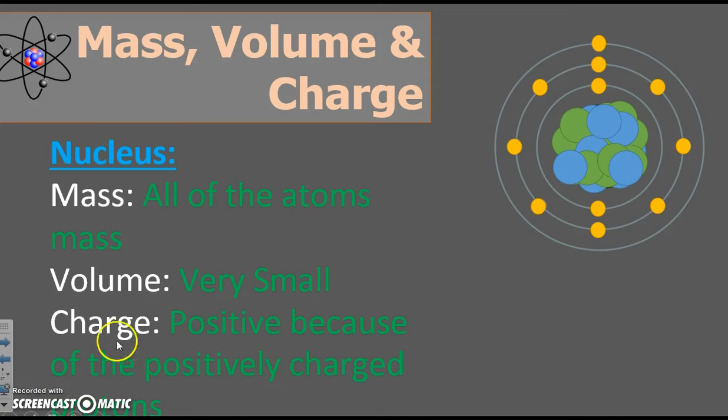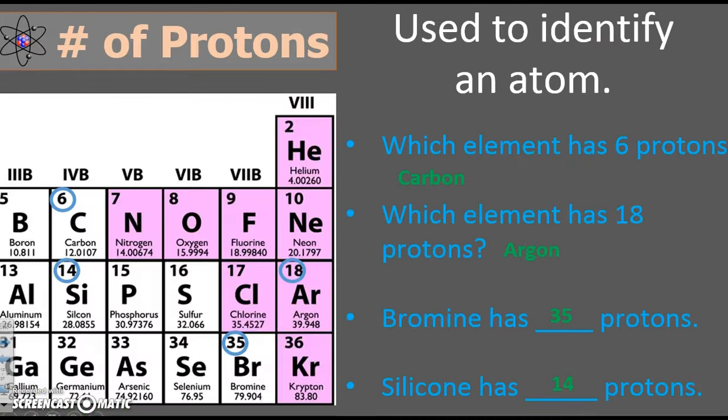The nucleus of each atom contains all of the mass of the atom, with the protons and the neutrons. It takes up a very small amount of space, and it only has a positive charge because there are only positive protons and neutral neutrons in there, leaving only positives. Now we're going to look at the number of protons to help us identify the atom. If you look at the top left-hand corner, you will see a number which is the atomic number. Focusing on just carbon, look at the number 6.